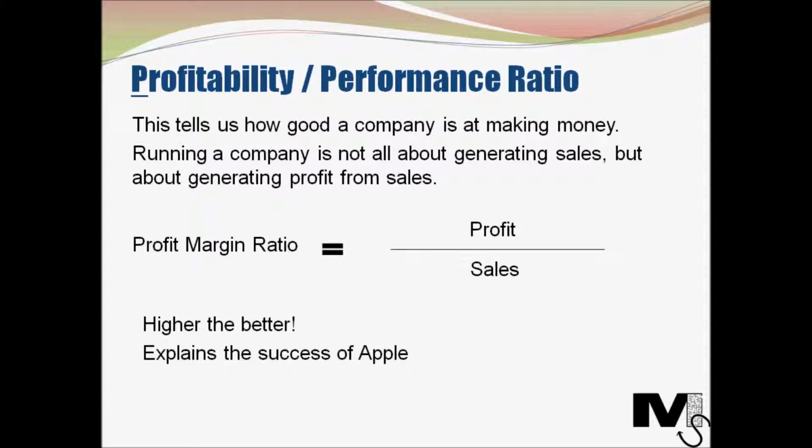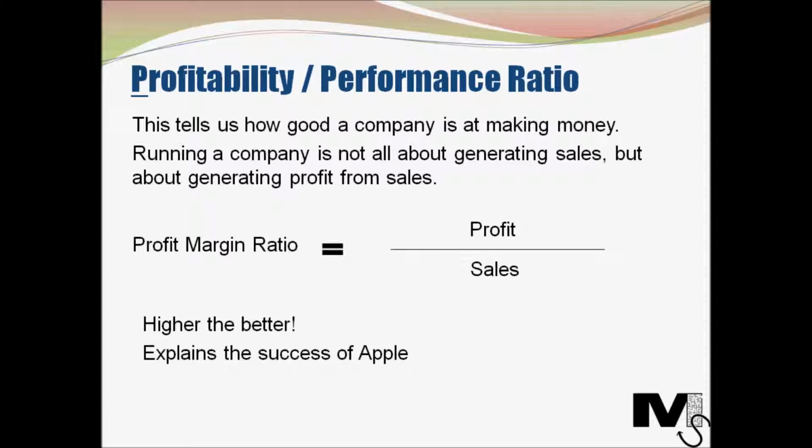Next we look at profitability or performance ratio. Now this tells us how good a company is at making money. So it's not all about just generating sales or leads, it's about actually generating profit. Generating profit is the most important consideration for any business, and we look at a very popular type of profitability ratio, which is profit margin ratio, which is basically profit divided by sales. Now in this situation it's quite straightforward. The higher the profit margin ratio, the better it is.